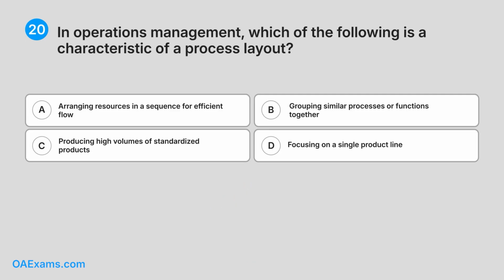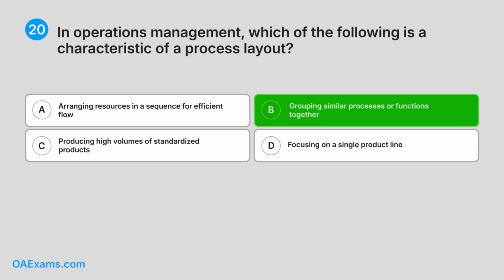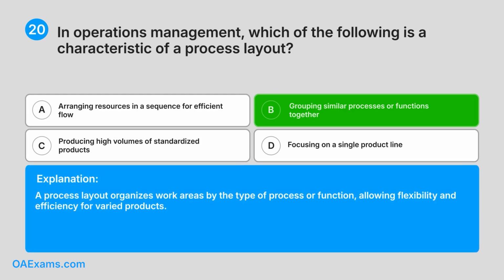Correct answer. B. Grouping similar processes or functions together. Explanation. A process layout organizes work areas by the type of process or function, allowing flexibility and efficiency for varied products.